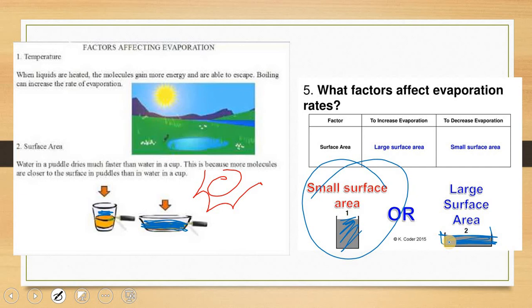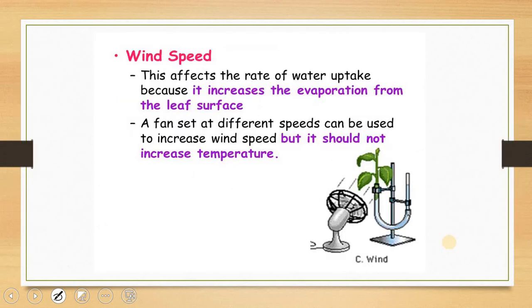Okay, and yeah, so we have the last factor, which is the wind. Okay, which is the wind speed, or the air speed of the surroundings. So you have, for example, here the wind speed. Okay, this affects the rate of water intake because it increases the evaporation from the leaf surface.